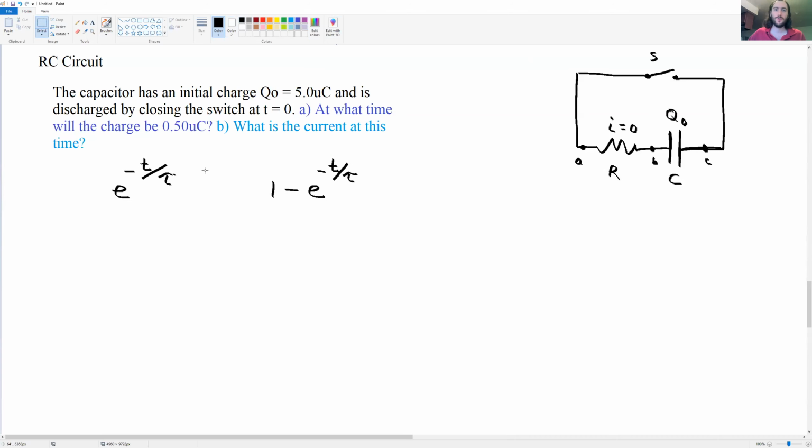Okay, and I'll let you figure out how these functions look, which one starts at a maximum and decreases to zero, which one starts at zero and increases to a maximum. So you figure that out. I'll go ahead and give you guys 5 minutes to do these two parts, A and B.